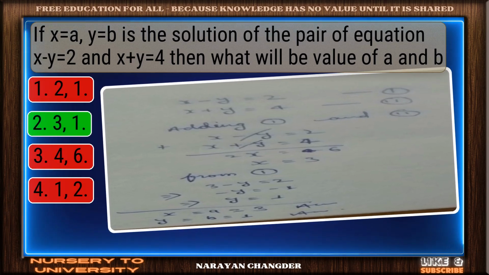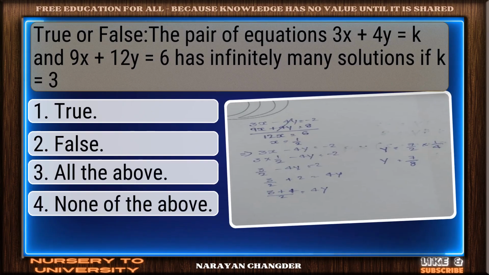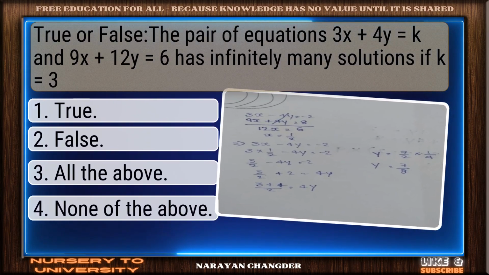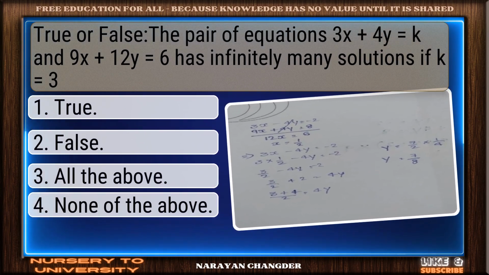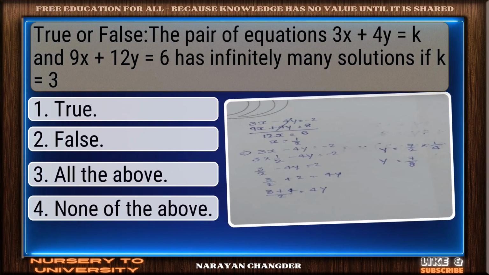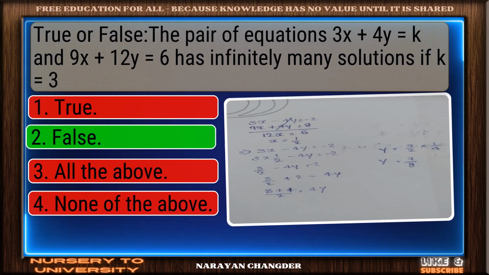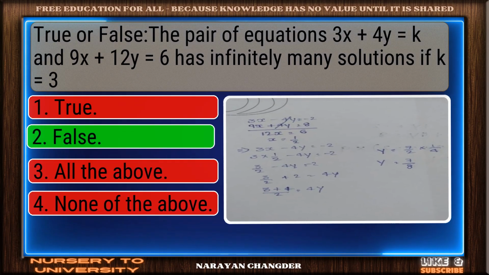Sharp thinking. 3-1 is right. True or false? The pair of equations 3x + 4y = k and 9x + 12y = 6 has infinitely many solutions if k = 3. Good thinking. False is right.